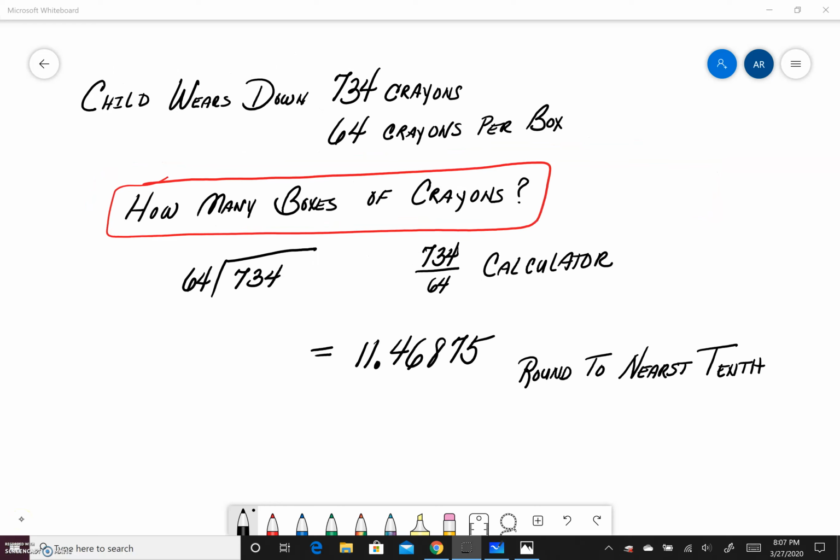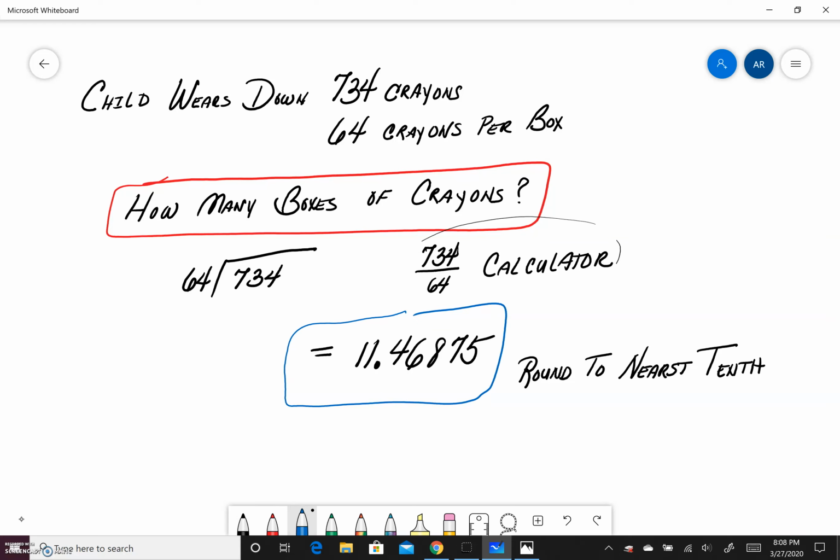You're also going to have a word problem which indicates a child will wear down 734 crowns within a period of time. They also specify that there's 64 crowns per box. So they want to know, out of the 734 crowns, how many boxes of crowns did this child wear down? So this is a division problem. You can see it's 64 into 734. If you enter it into the calculator, you want to enter 734 divided by 64.